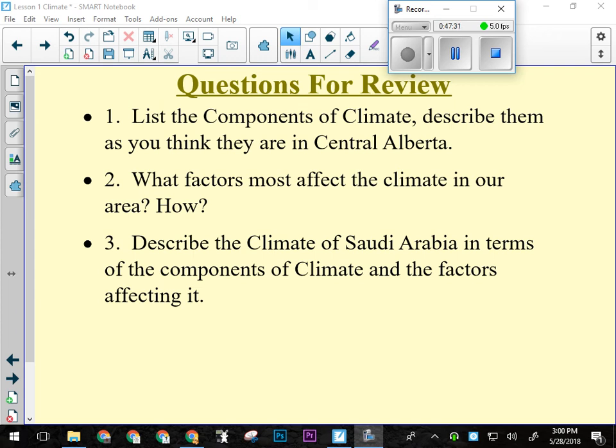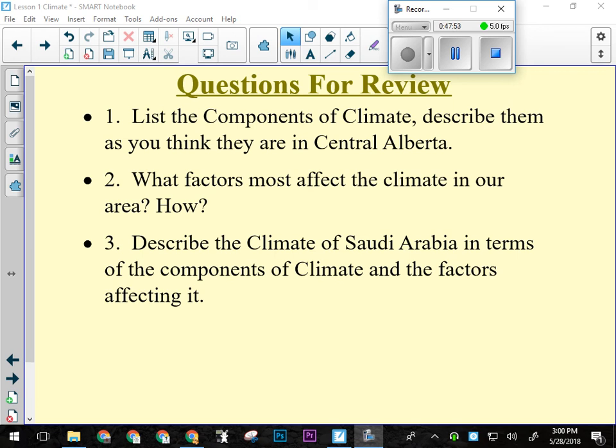Latitude can be listed as a factor affecting climate for any location, and that's important because I will ask you a question just like this on your unit exam. I will simply give you a place and say, describe the components of climate, and then talk about the factors that affect them. Number 1 factor affecting climate for any location is latitude because it determines how much solar energy you receive. All right, so we got latitude, number 1.